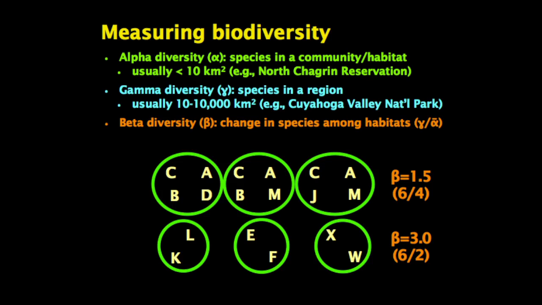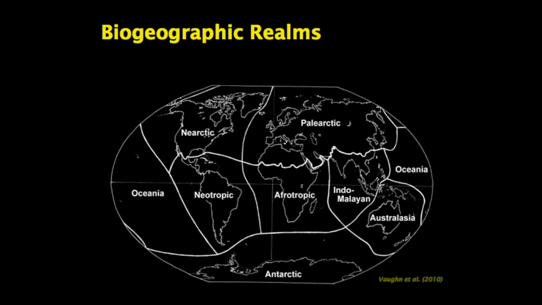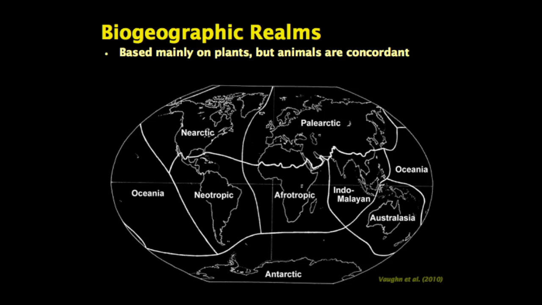Endemism is related to beta diversity. Areas that have high levels of endemism that are very different from adjacent areas usually have high levels of beta diversity. If we move from a small level and go up to the highest level and ask what patterns we see in faunas over the globe, we can talk about biogeographic realms. And these are mainly based on plants, but animals tend to be concordant with these. And so these are the ones that I teach to my students and that are good to be familiar with.